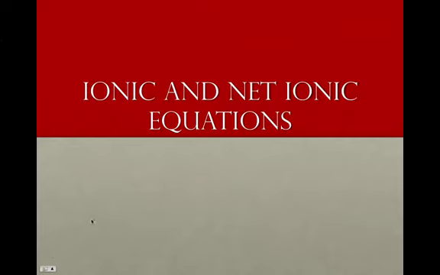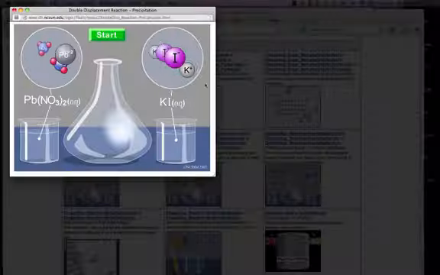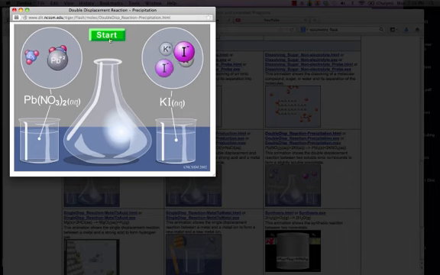Today's notes are on ionic and net ionic equations. And you might ask yourself, well, what does this have to do with solutions? Well, ionic and net ionic equations have to do with chemical reactions in solutions. So first, let's talk about what happens when we mix two solutions together. I have a simulation here that shows you exactly what happens.